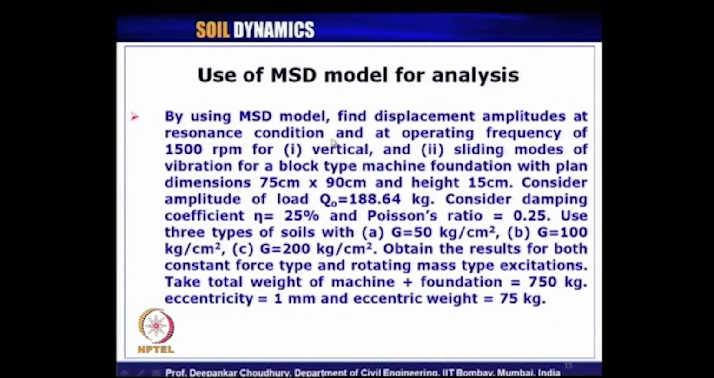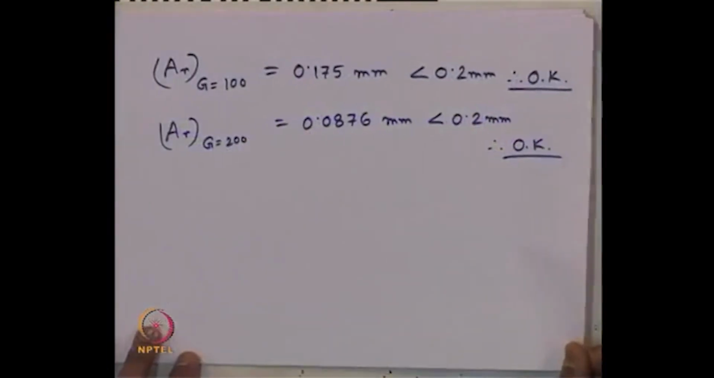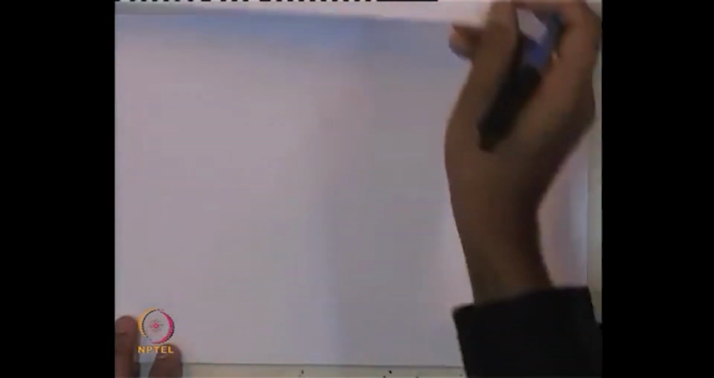Then we had solved this problem for both vertical and sliding modes of vibration. We computed displacement amplitude both at resonance condition as well as at operating frequency condition for two different types of foundation excitation, constant force type and rotating mass type, with three different types of soil having G values like this. So, now let us go for rotating mass type excitation. The constant force type excitation we had completed.